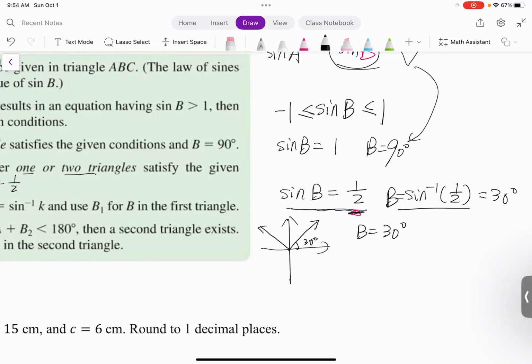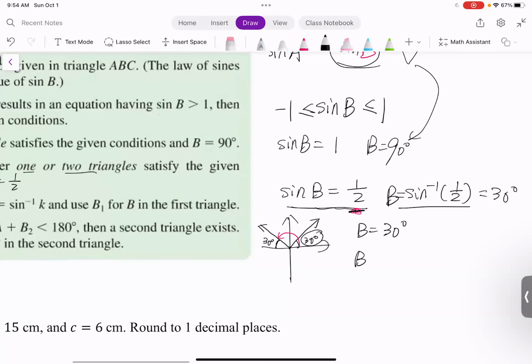By the calculator, I find the angle in the first quadrant, and for the second quadrant angle, the reference angle is 30. Then this angle is 180 minus 30. So B sub 1, B sub 2. B also could be 150 degrees. By the calculator, I can find one solution, and then by the knowledge we have learned in the second quadrant, I could find another angle.